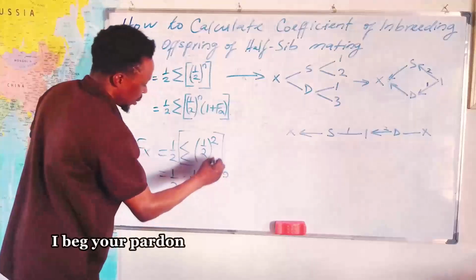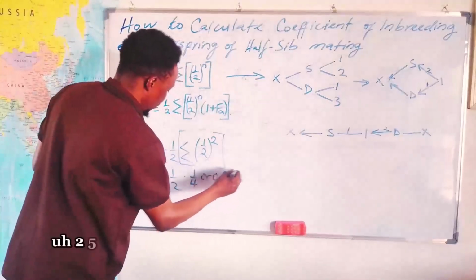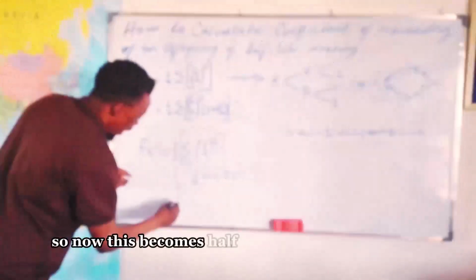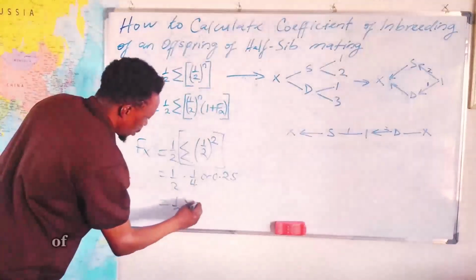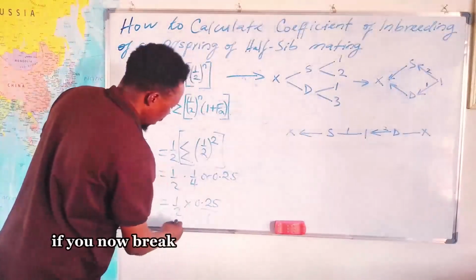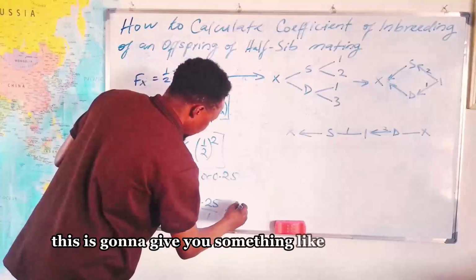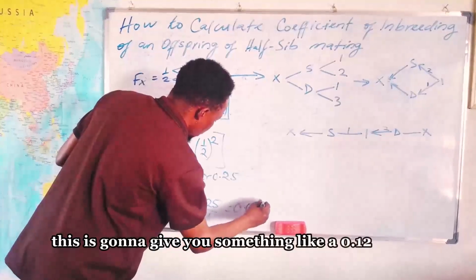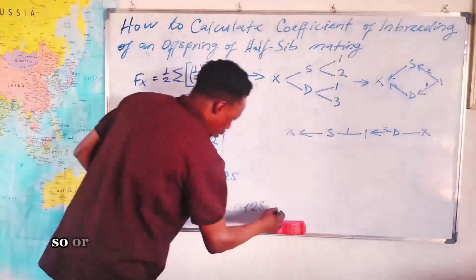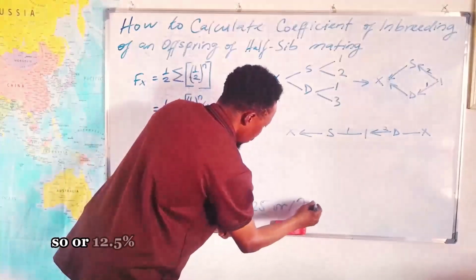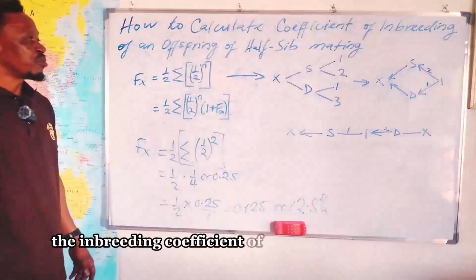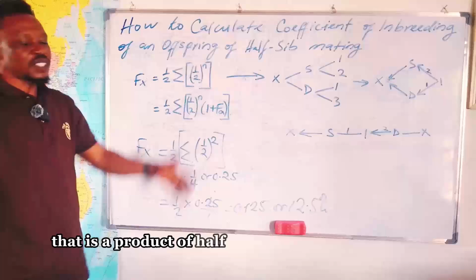That is 0.25. So now this becomes half of 0.25. If you break this down, it is going to give you 0.125, or 12.5%. So this is the inbreeding coefficient of an offspring that is a product of half-sibling mating, because the parents are half siblings.